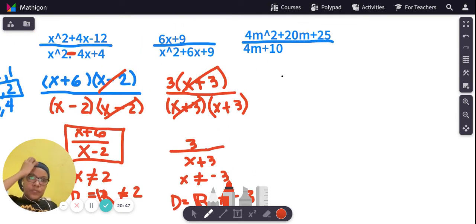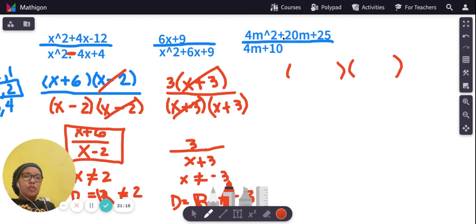So, how about this one? 4m squared plus 20m plus 25. So again, your A here is not equal to 1. Okay? So we have a value of 4. So same lang po. Just factor them out. Okay? So you just get the square root.